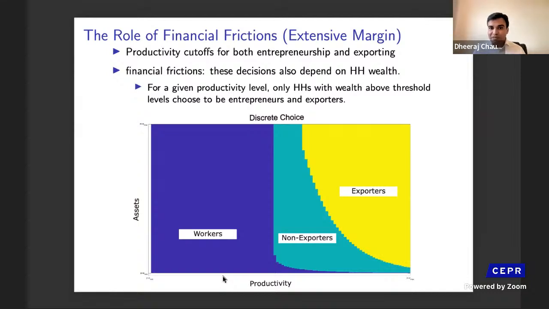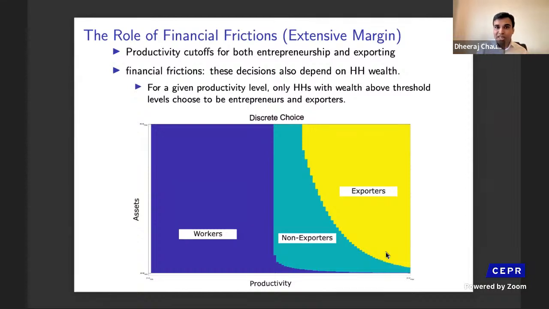So for a given productivity, only rich households can choose to become entrepreneurs or exporters. For example, you can notice at this point, you are very highly productive, but you still choose to become a non-exporter as opposed to an exporter because you are not profitable after paying all the fixed costs.